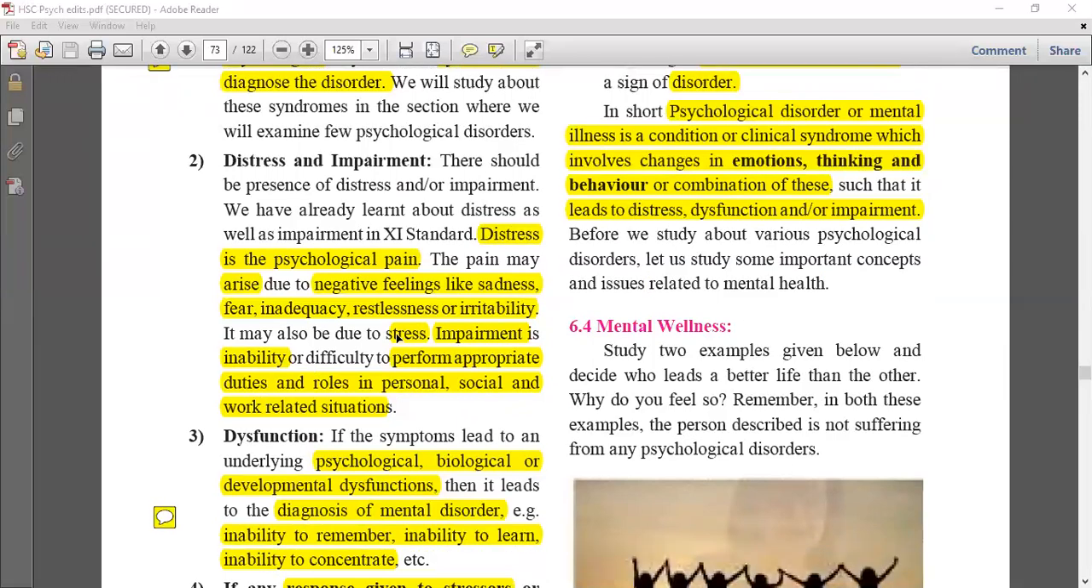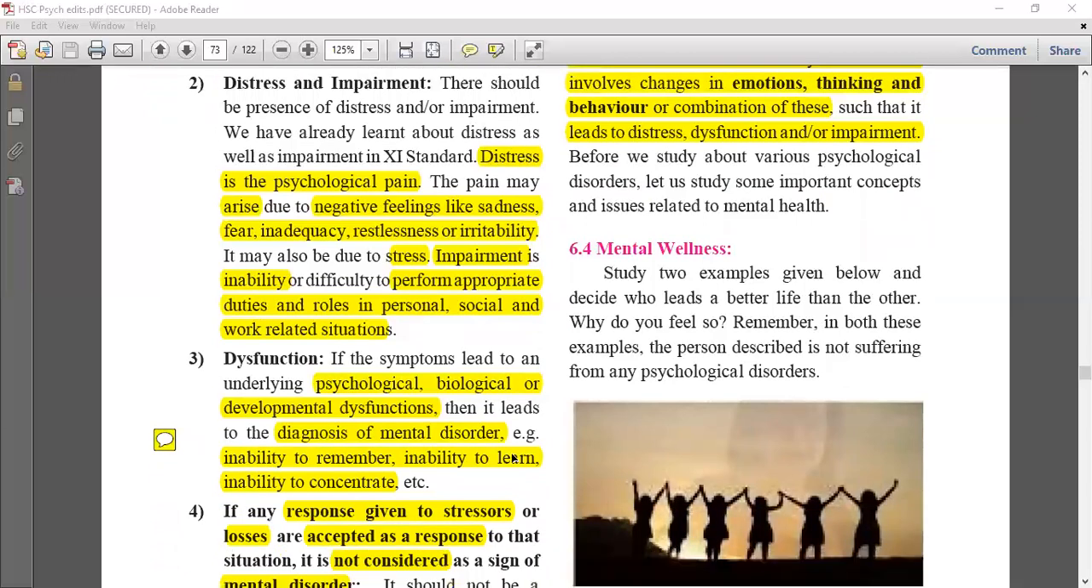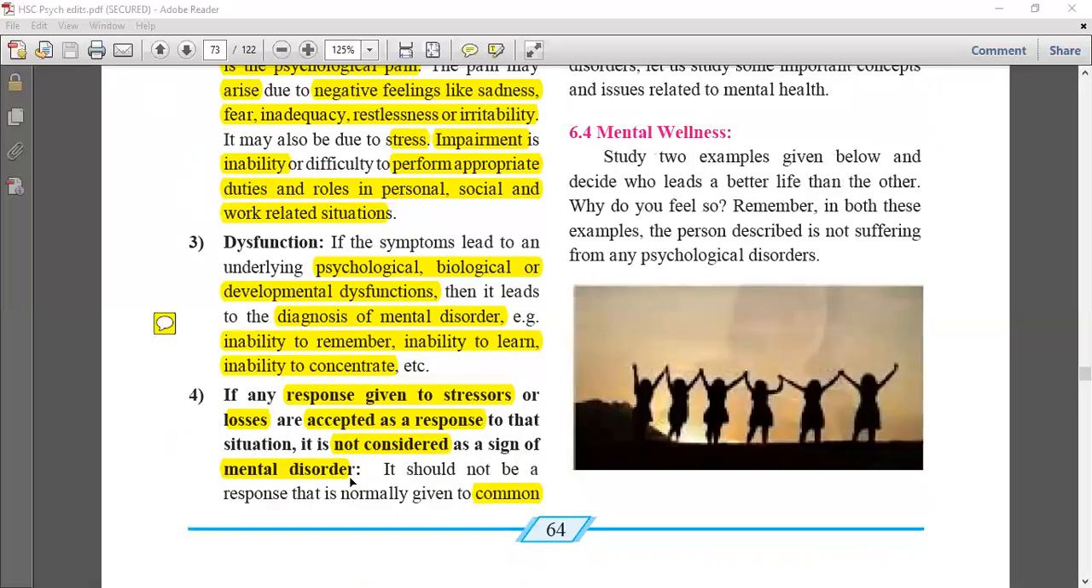And impairment is basically the inability to perform appropriate duties and roles in personal, social, and work-related situations. So you don't feel like going to college, you don't feel like studying, you don't feel like talking to friends or keeping in touch with anybody. That is impairment. Okay, the next important criterion is dysfunction.